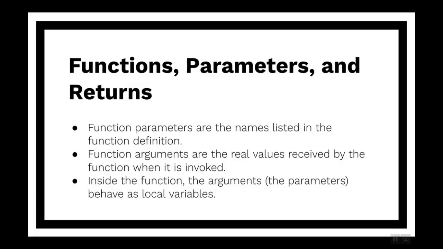Usually the parameters you see are passed in when you call the function. In the case of the multiplication function you saw previously, it took in two parameters that were two numbers and it returned a value. It just returned the product of those two numbers. And inside the function, the parameters behave as local variables.